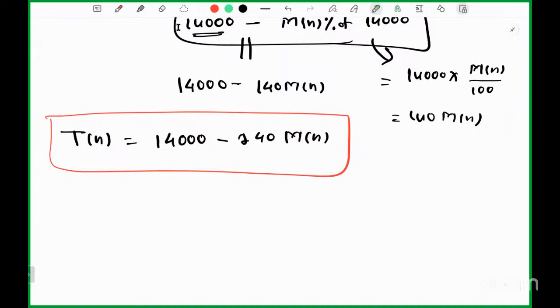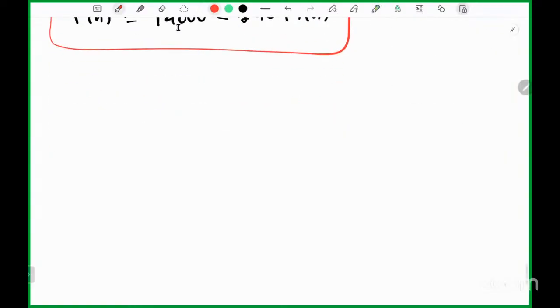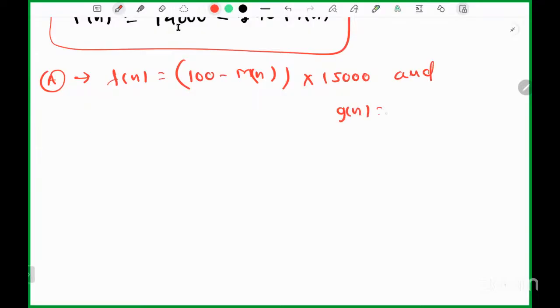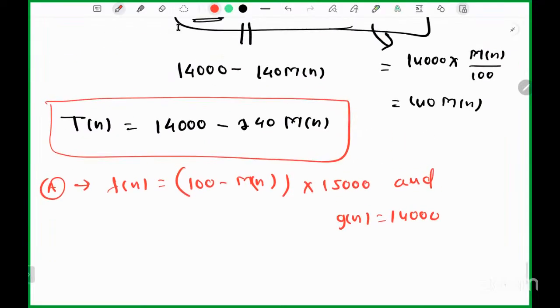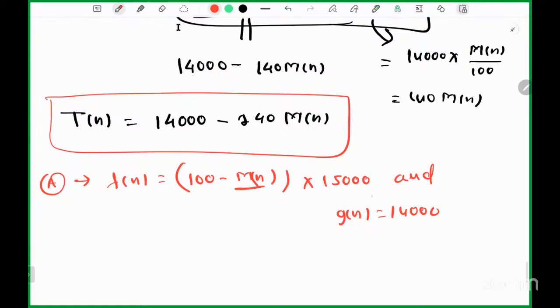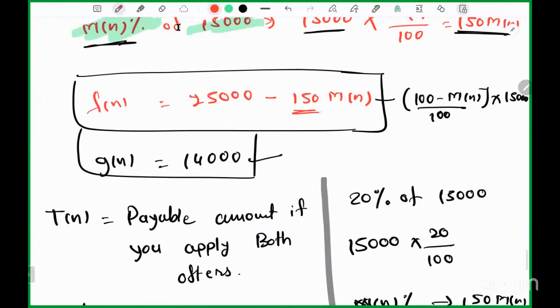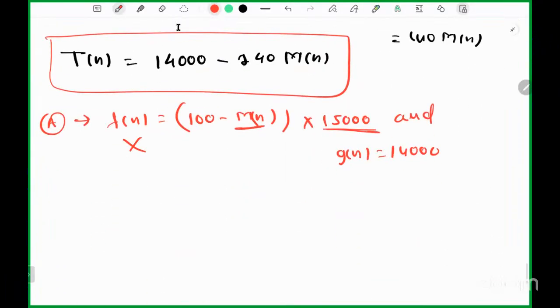It says that f of n is 15,000. I'll go option by option. So option A says that f of n is equal to 100 minus mn multiplied by 15,000, and g of n is 14,000. So this is not the correct answer, because 15,000 is multiplied, but in place of mn we just have 150. So that's why this option is incorrect. Now go for B.